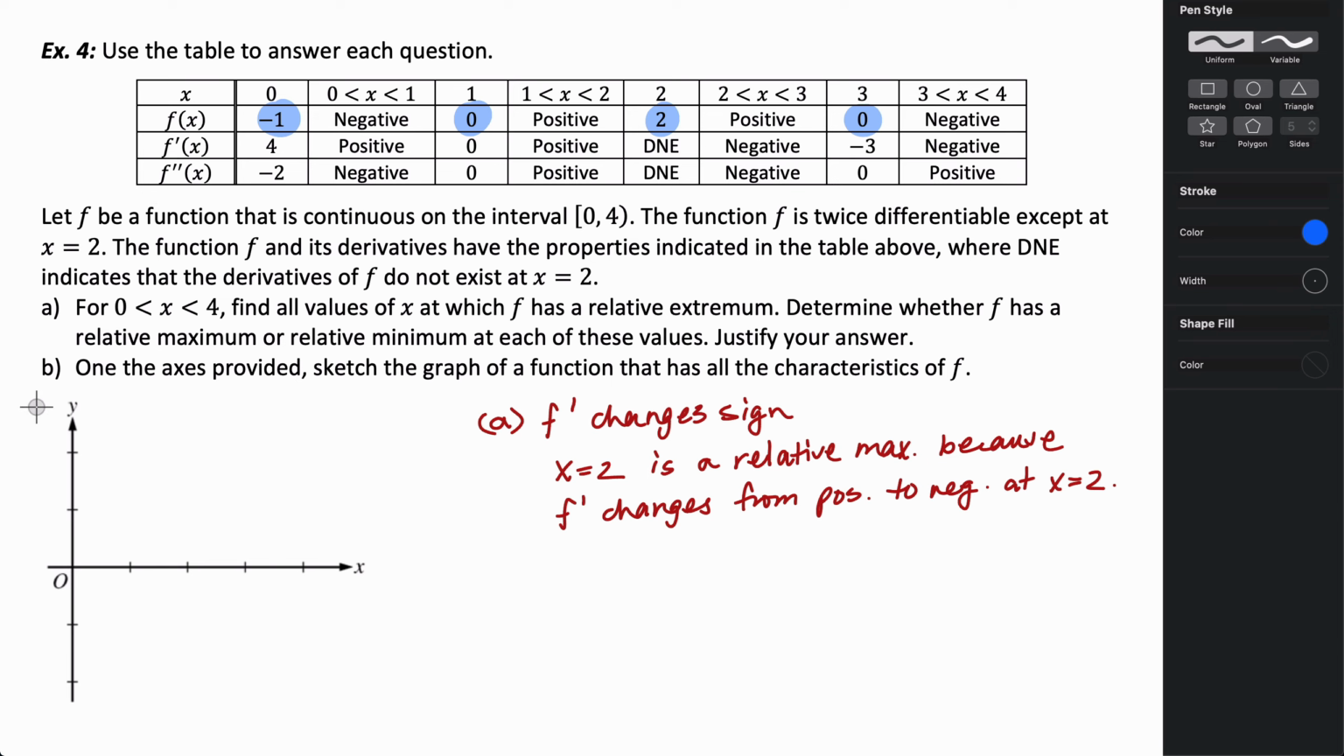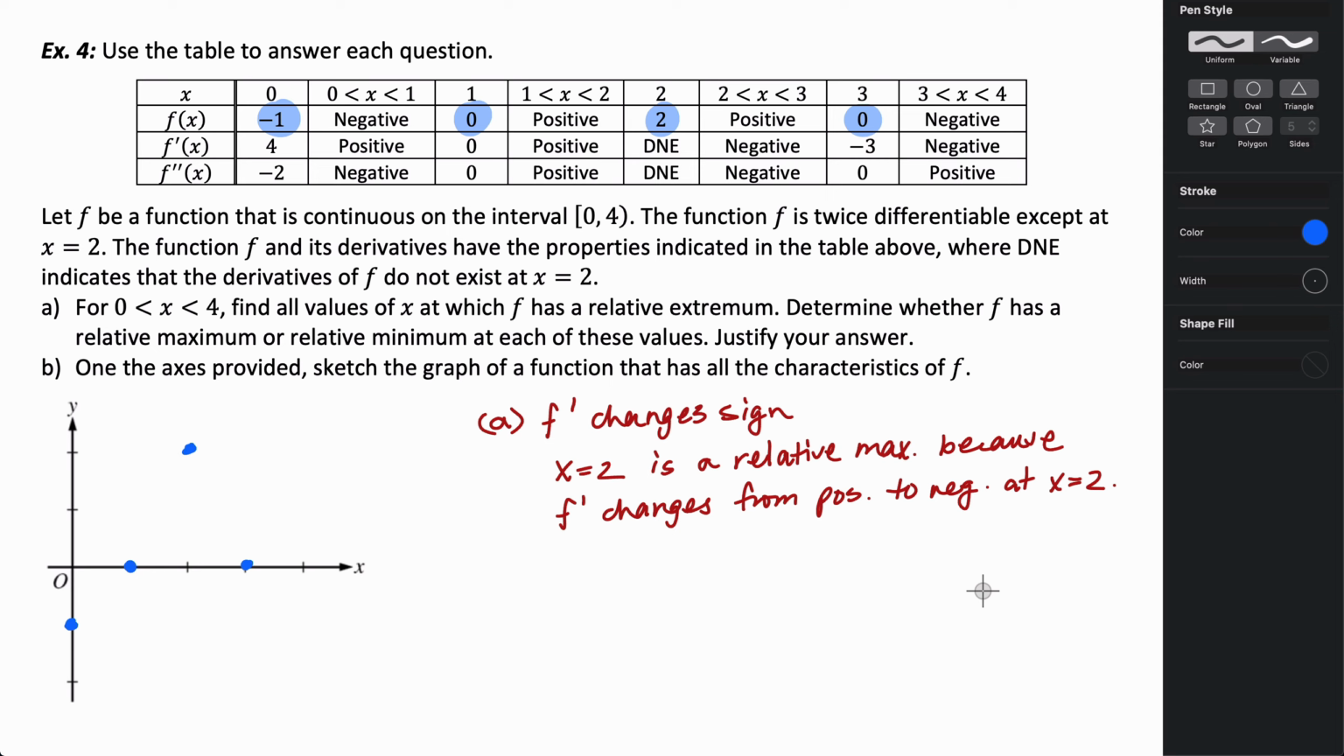When x is 0, y is -1. When x is 1, y is 0. When x is 2, y is 2, so we're up here. When x is 3, y is 0. So we know this information here.